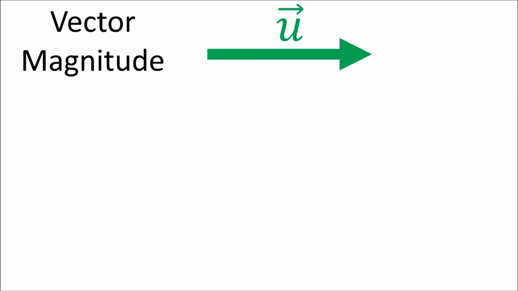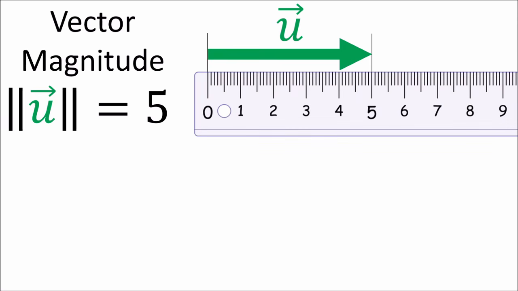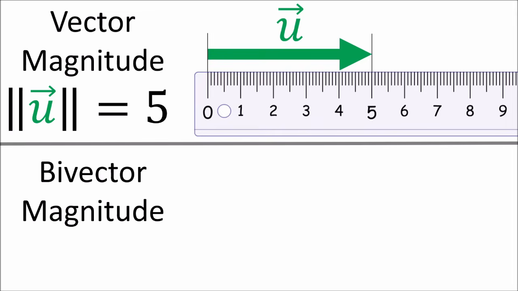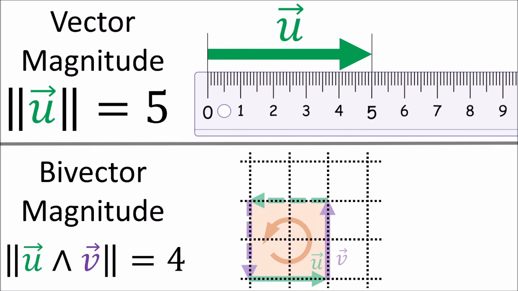When it comes to vectors, a vector's magnitude is equal to the length of its arrow. If a vector has length 0, we call it the 0 vector. For bivectors, a bivector's magnitude is equal to the area of its plane segment. If a bivector has 0 area, we call it the 0 bivector.